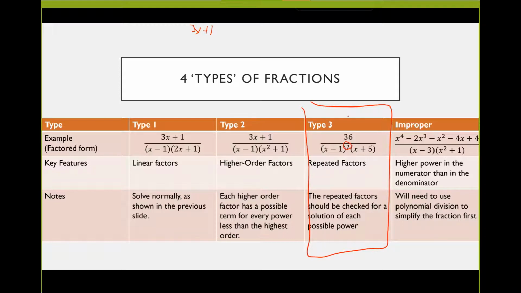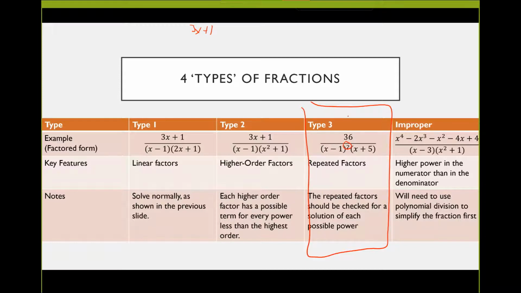Anytime we have repeated factors, I'll have to do a separate constant over every power all the way down to 0. So this is x minus 1 squared and x minus 1 to the first power. Both have to be tested for different constants. And after that, everything else is the same.